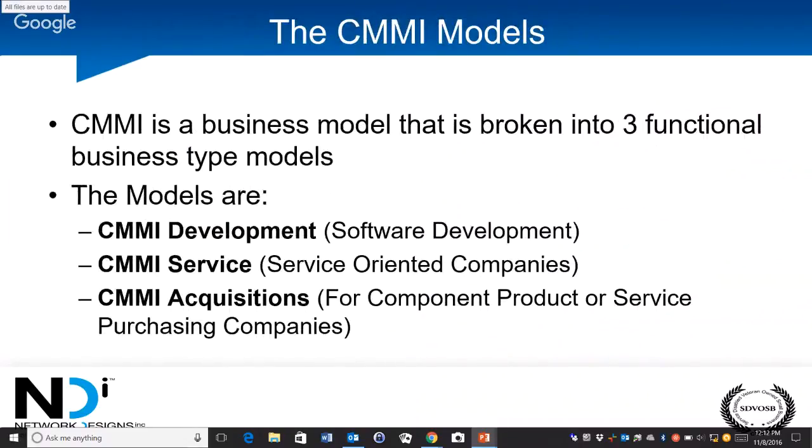CMMI is a business model that is really broken down into three functional business type models. CMMI has three different models. One of them is called CMMI for development, which is what NDi falls under. We are a software developer, so we fall under the development model, and that's how we will be evaluated. As well, it also breaks into another model called service, which would be service-oriented companies such as a travel agency. They provide a service. They don't provide a product so much as they do a service. So there's a specific area for them.